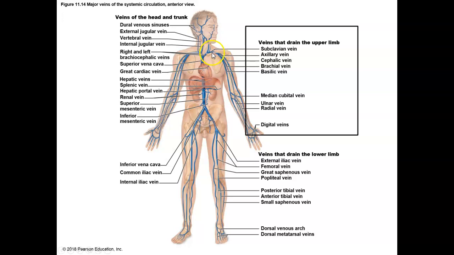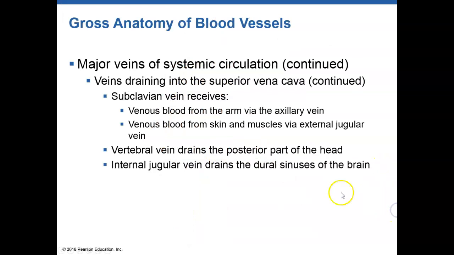The axillary vein becomes the subclavian vein. When the subclavian vein and the internal jugular vein come together, here's the internal jugular vein, they become the brachiocephalic vein. The right and left brachiocephalic veins come together, forming the superior vena cava. I just talked about this, but I'll say it again: subclavian veins receive blood from the arms via the axillary vein.